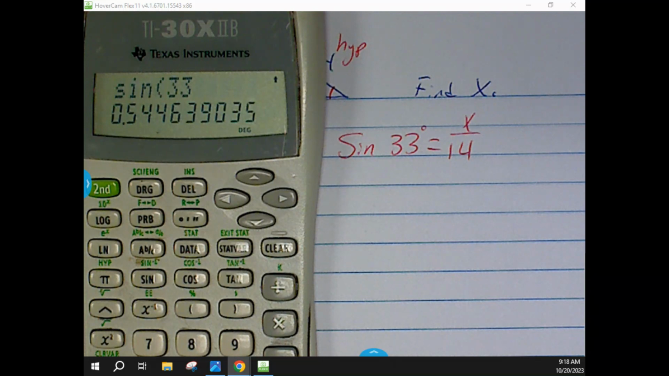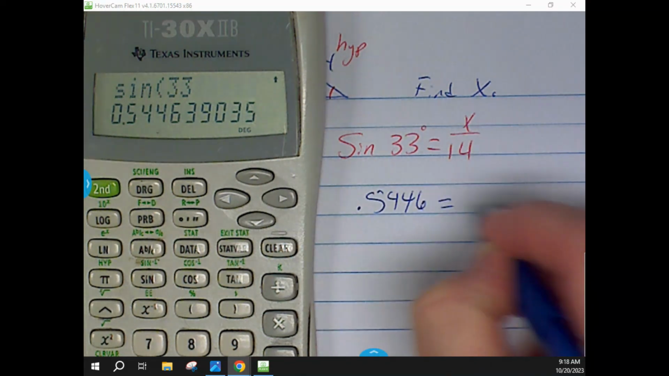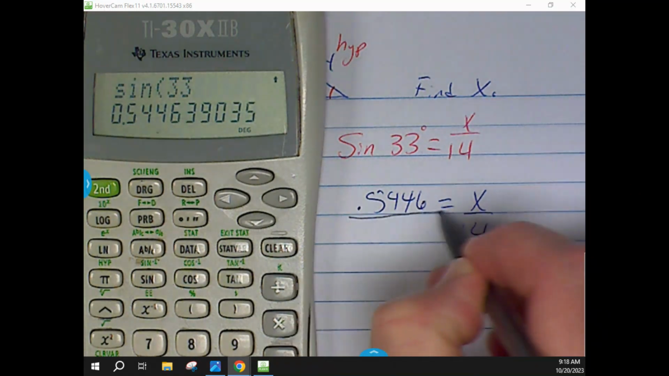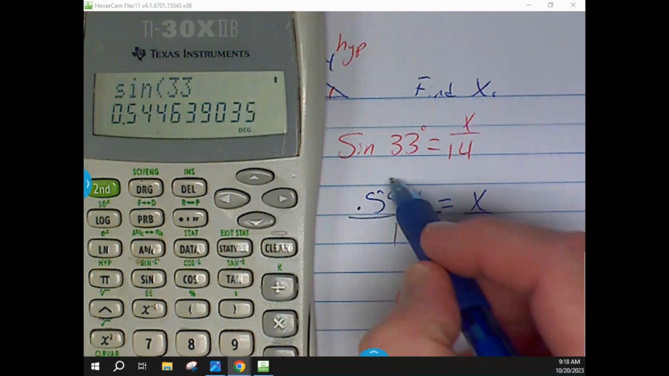Okay, so we got sine of 33 equals 0.54. So if we do sine of 33, that's 0.5446. And based on these, we're going to basically do cross products. If we put this over 1, we can take that answer and multiply by 14.